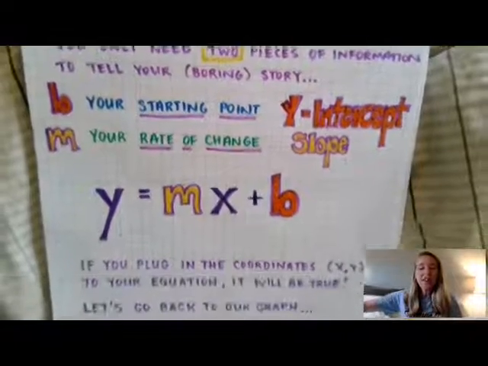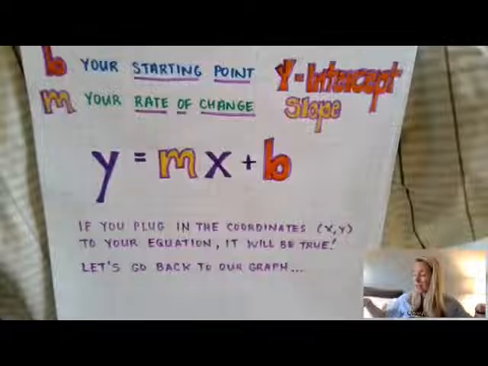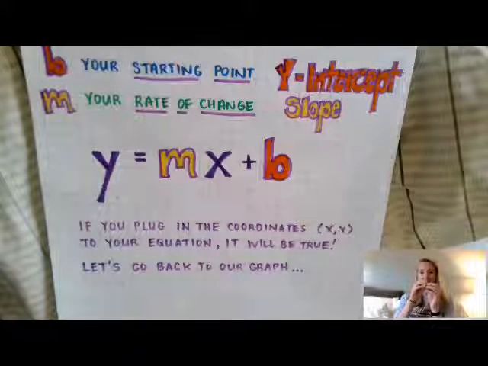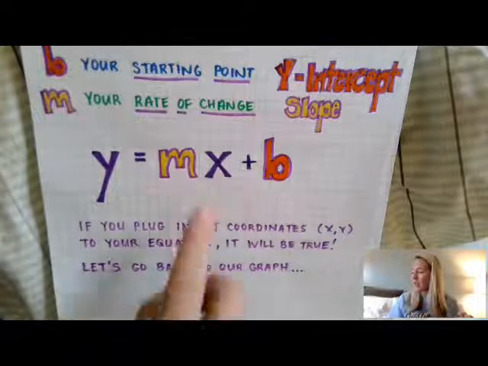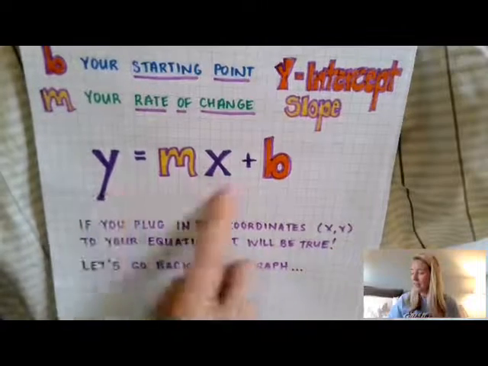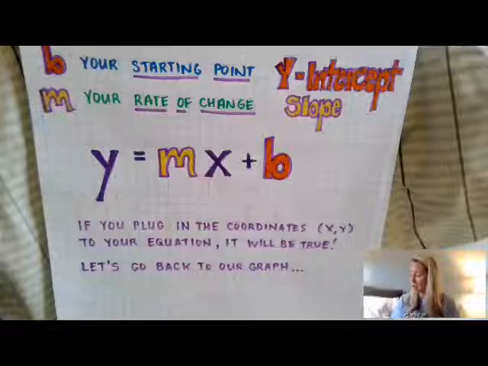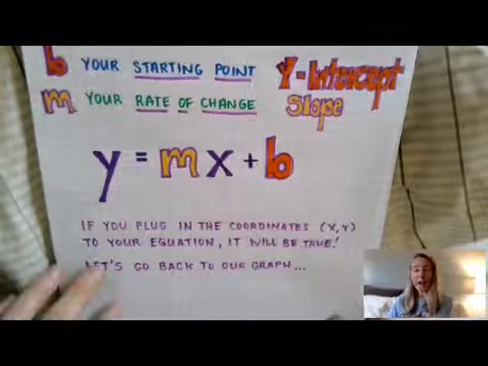So if you plug in coordinates for any point on your line, any point at all, okay, if you plug in your x and y, because your line is made up of all these little points smushed together to make a straight line, you're going to get the left side to equal the right side. So that's going to mean that it's true. It's an equation in slope-intercept form. So let's look back at our graph.